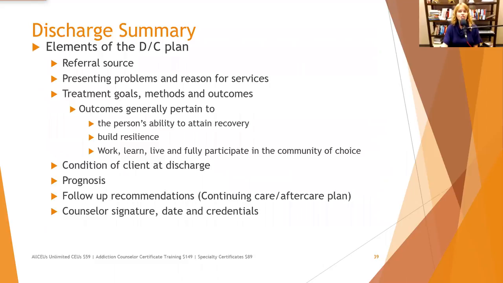The elements of the discharge plan include the referral source, because this is going to go back to the referral source saying, Jim Bob discharged, this is the summary of what happened. Presenting problems and the reason for services, treatment goals, methods, and outcomes. Outcomes generally pertain to the person's ability to attain recovery, build resistance, and work, learn, live, and fully participate in the community of choice. So the discharge summary is basically a big summary of the entire treatment episode.